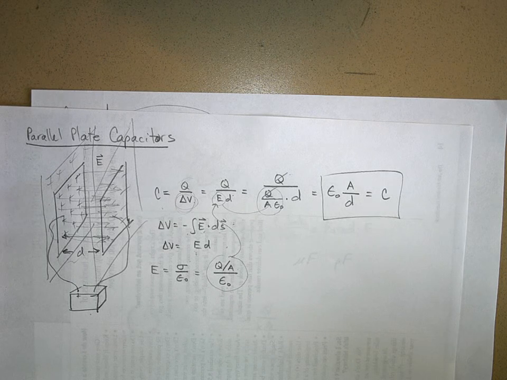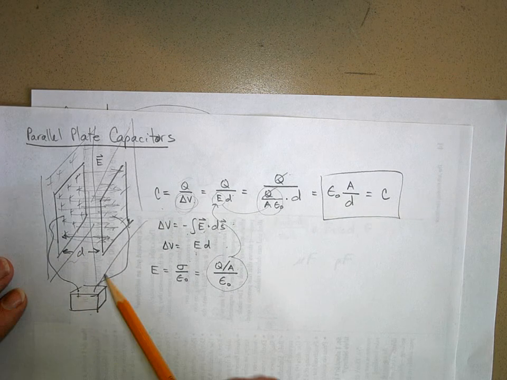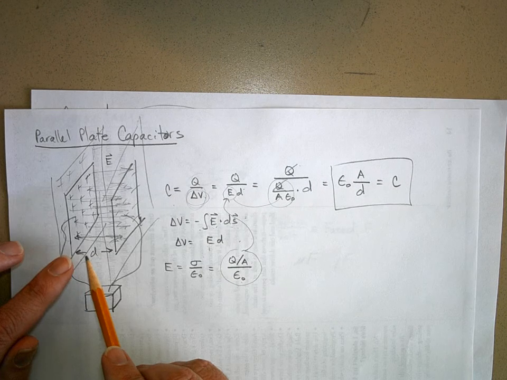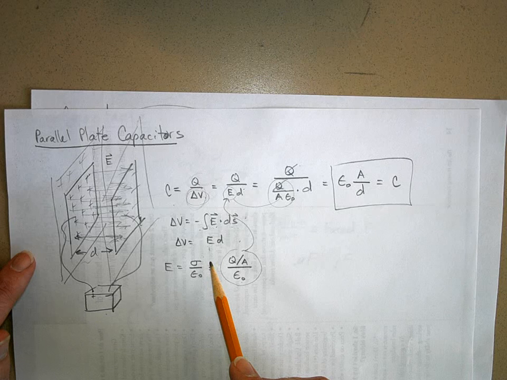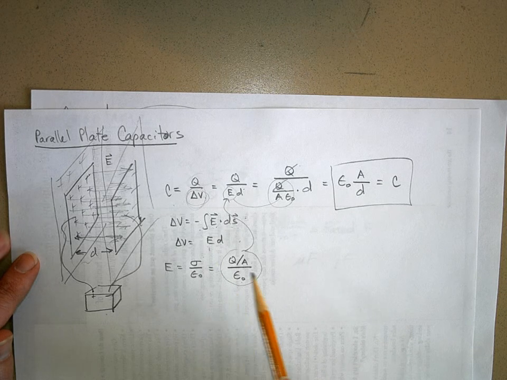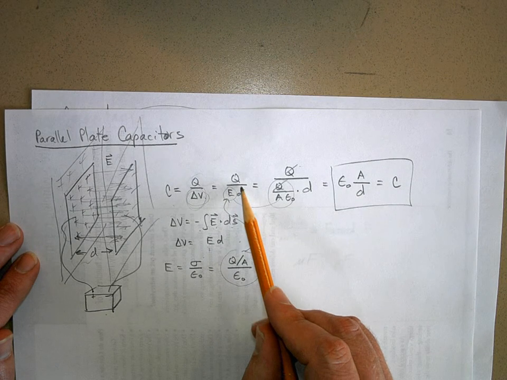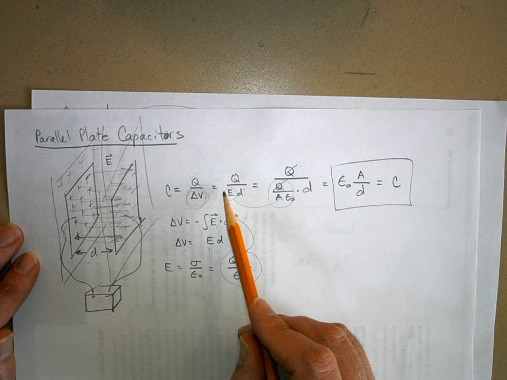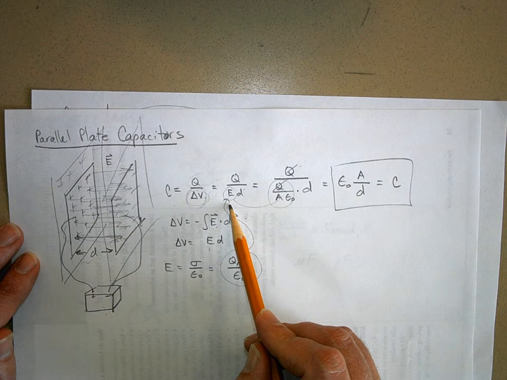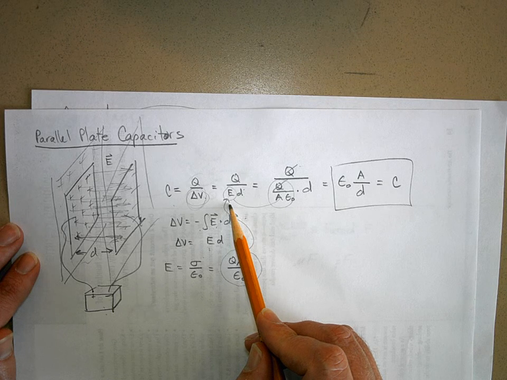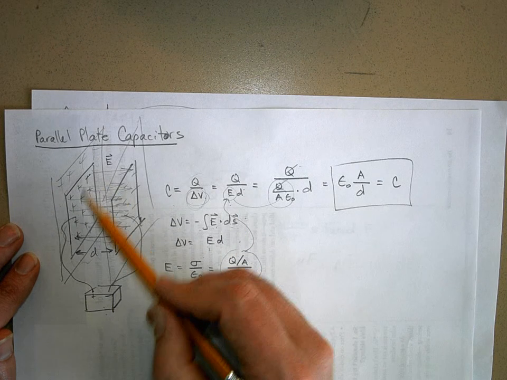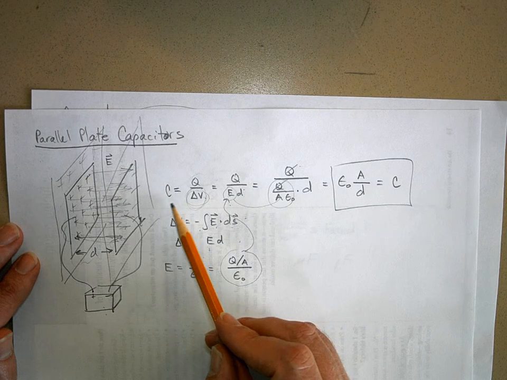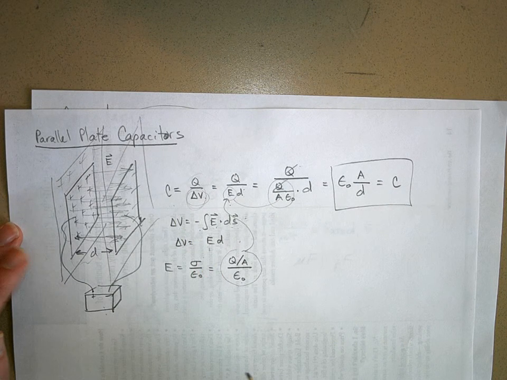Well, but what if I make the plates farther apart? Then I'm going to increase this distance, but it's the same voltage. I got the same battery, so I'm going to decrease the electric field, and the only way to decrease the electric field is to have less charge on the plate, which means I'm going to decrease the capacitance. I have less charge for the same voltage.